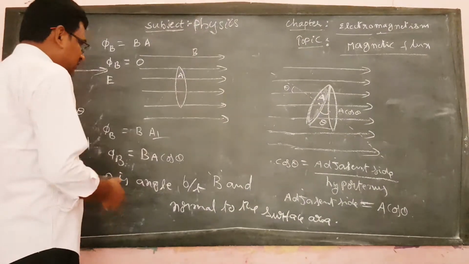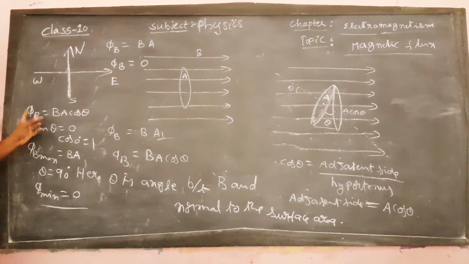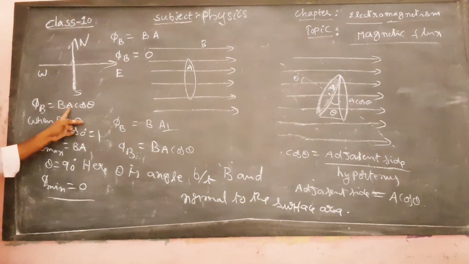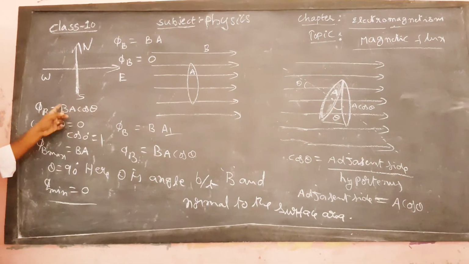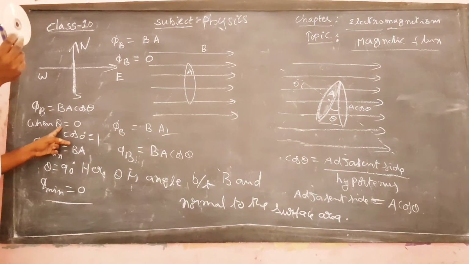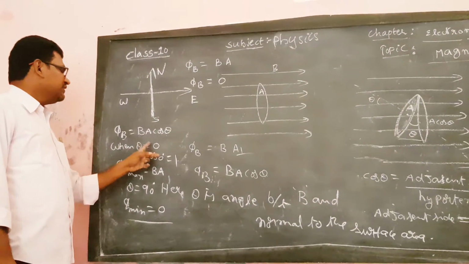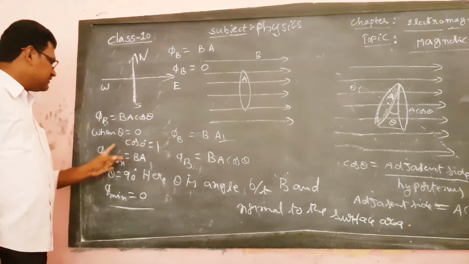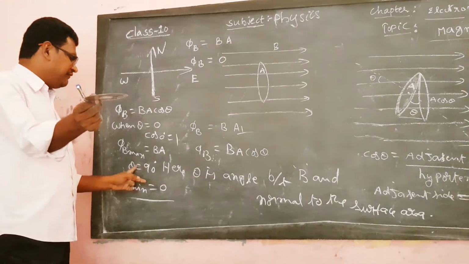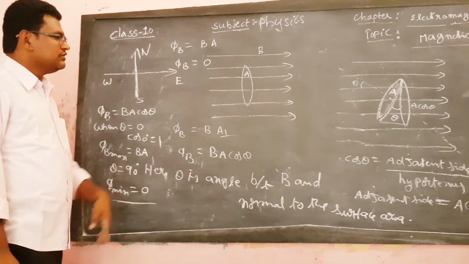So this is about magnetic flux. The general formula for the magnetic flux is phi equals BA cos theta. Here B is magnetic field, A is the surface area, and theta is the angle between magnetic field and normal to the surface area. If the surface area is perpendicular to the magnetic field, or theta is equal to 0 degrees, both are the same, for this the flux is a maximum. If the surface area is parallel to the magnetic field, or theta is equal to 90 degrees, both are the same, so the flux is a minimum, equal to 0.